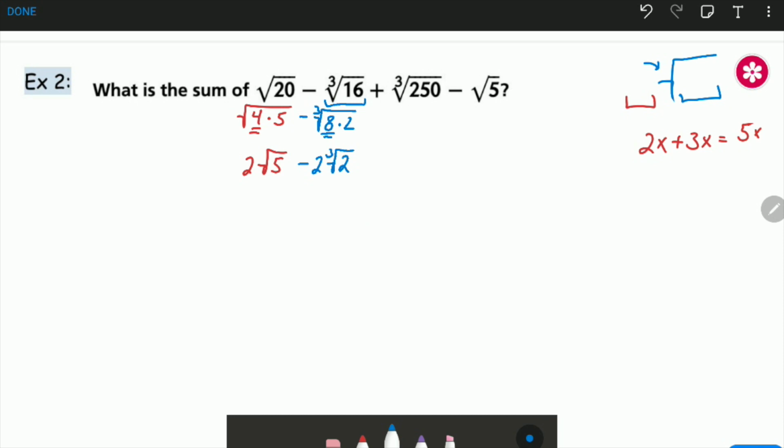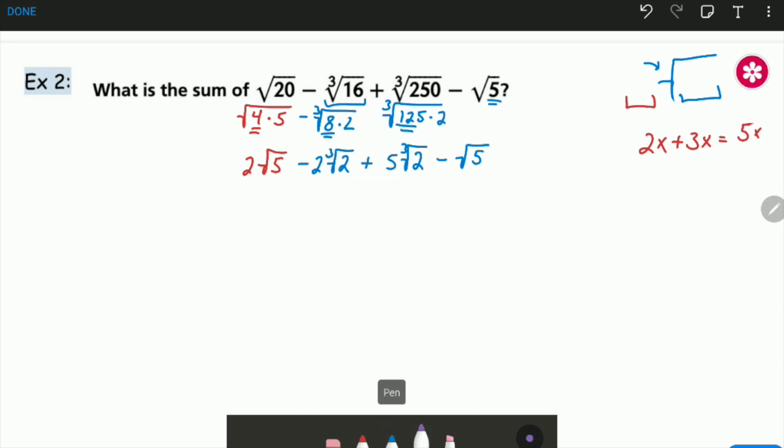For the next one, 250. Yes, 250 is not a perfect cube. However, I do know there is a perfect cube of 125 that goes into 250. It's 125 times 2. The cube root of 125 is 5. So 5 cube roots of 2. And then the last one is just the square root of 5. Well, 5 is not a perfect square, and there's no perfect square besides 1, which is not helpful here, that goes into 5. So we can't really simplify that last radical.